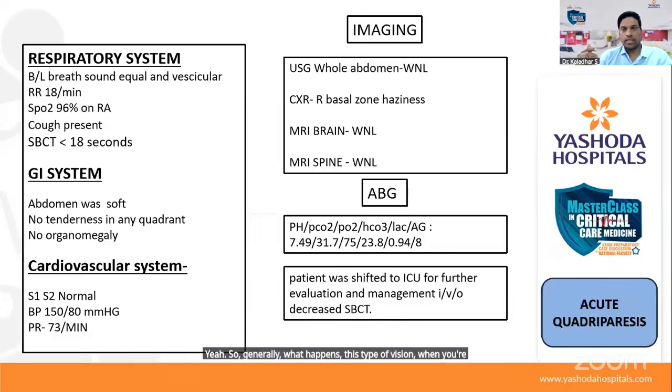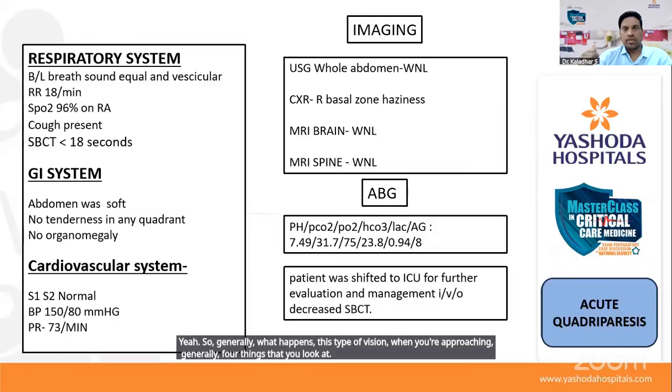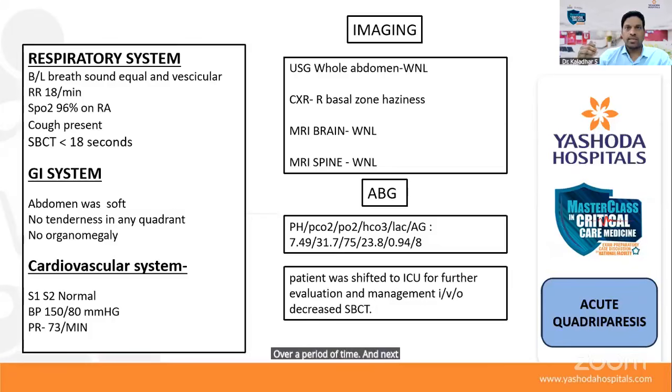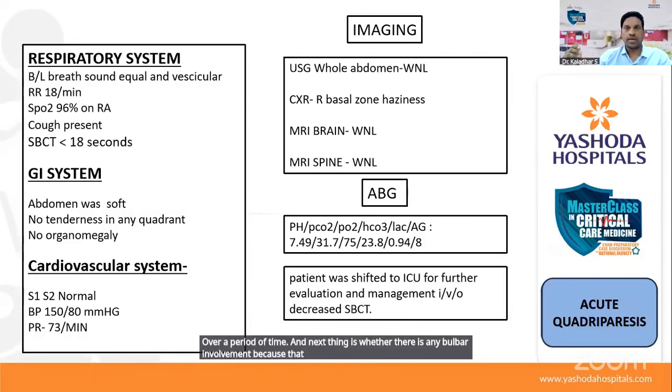Generally, there are four things that you look at. One is the severity of the illness and weakness: the patient is coming too weak, the power is low, and how it is progressing over a period of time. The next thing is whether there is any bulbar involvement, because that puts the patient at risk of aspiration. You have to look at it and address it as early as possible.